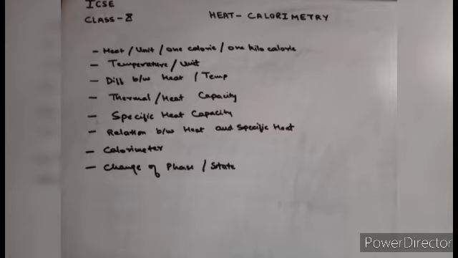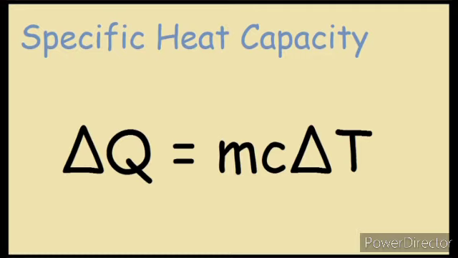Now you should know the difference between heat and temperature. Now what is thermal capacity? The heat capacity of a body is the amount of heat energy required to raise its temperature by 1 degree Celsius. It is denoted by the symbol C dash. Therefore heat capacity is C dash equals Q upon delta T. The SI unit of heat capacity is joule per Kelvin.